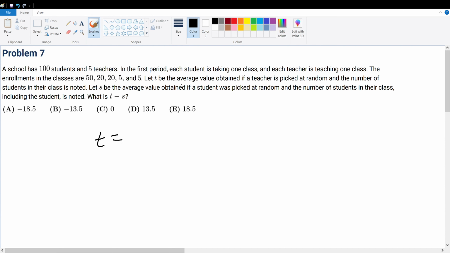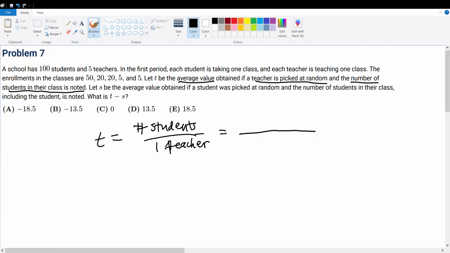How do you interpret the average value first of all? Well, the average value in this case is telling me the number of students per teacher. And this is the average value that we're trying to solve for, so for one teacher. Given this information, how do we solve it further? Well, we know that a teacher is picked at random and the number of students in the class is noted. So the number of students must be noted, which for each class would total 50 plus 20 plus 20 plus 5 plus 5, divided by the number of teachers teaching each class, which is 5.